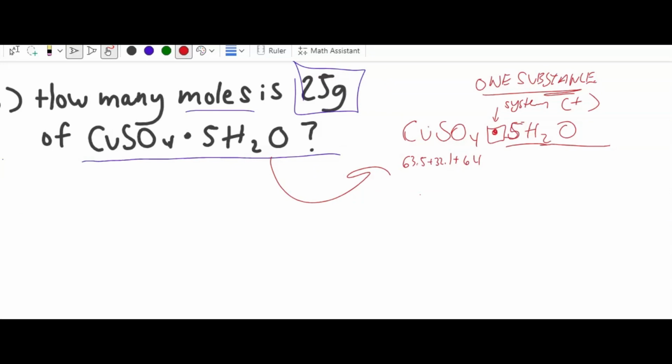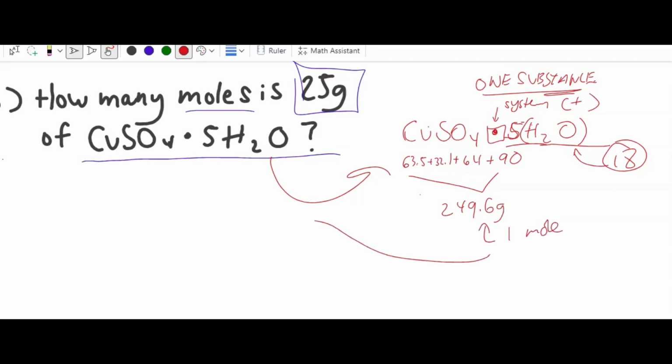And this is a 5. This 5 is the coefficient that is being multiplied to this whole system of H2O. You know H2O is 18 because we found that above, 18 grams. So 5 times 18 is going to give us 90. And then we just add all this together and we get 249.6 grams. This is equal to 1 mole of this long compound.